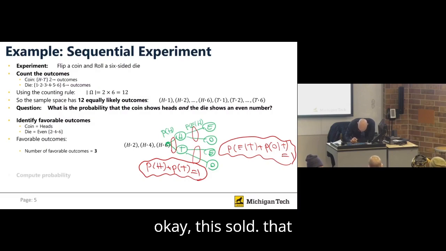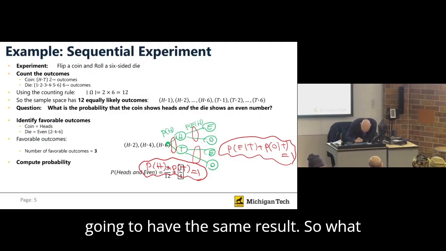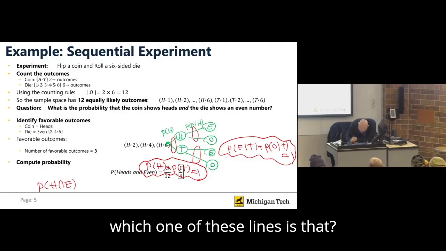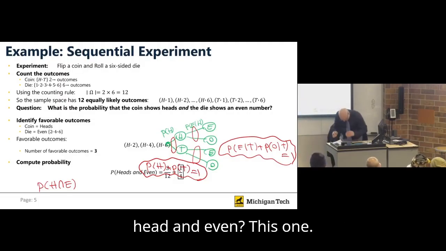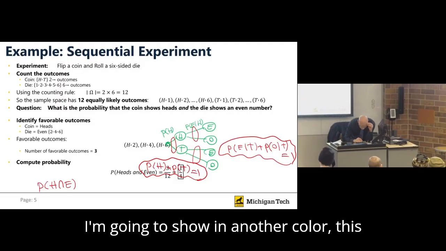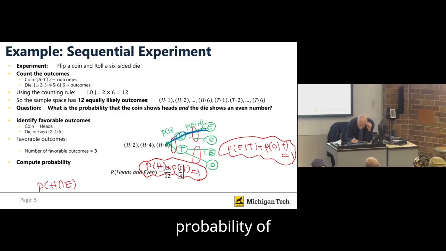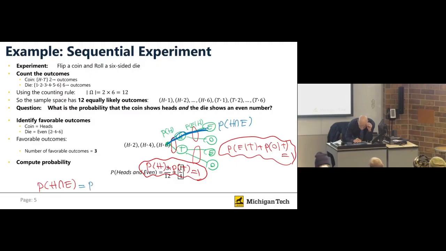Okay, we could solve this another way, but it doesn't matter. We're going to have the same result. What we're going to find is the probability of head and even. Which one of these paths is that? Probability of head and even. This one. I'm going to show it in another color. We're going to find the probability of head and even.